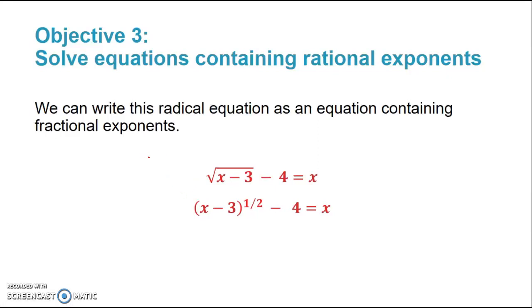We will continue section 5 now with objective 3, which is to solve equations containing rational exponents. Remember, rational exponents are just exponents with fractions. And so we can write a radical equation, in fact the ones that we just did, with a rational exponent or fractional exponent. For instance, the square root of x minus 3 minus 4 equals x can be written as the quantity x minus 3 to the 1/2 minus 4 equals x.